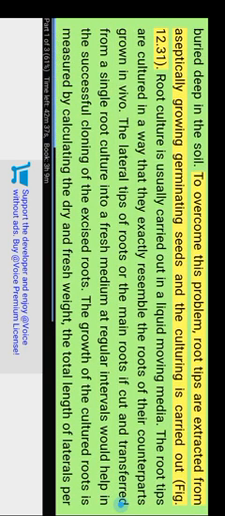Root culture. In vitro culturing of radicle tips excised from seeds germinated aseptically under regulated conditions is known as root culture. Root tips arising from seedlings are highly sensitive to the chemicals used in surface sterilization. Plants growing in vivo cannot be used for the extraction of root tips because their roots are buried deep in the soil. To overcome this problem, root tips are extracted from aseptically growing germinating seeds and the culturing is carried out. Figure 12.31. Root culture is usually carried out in a liquid moving medium.